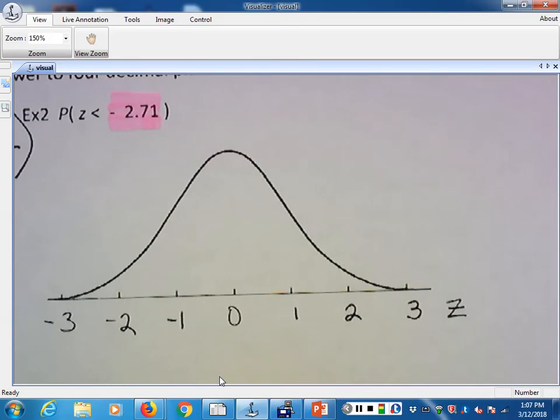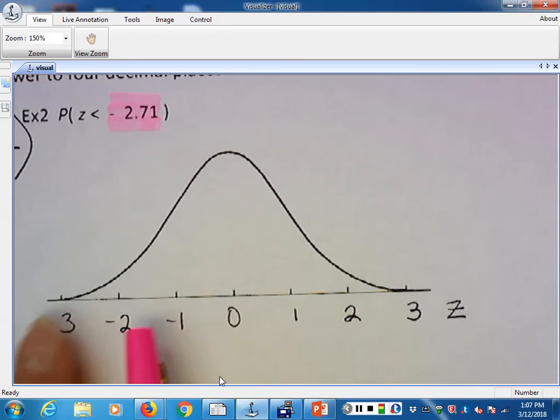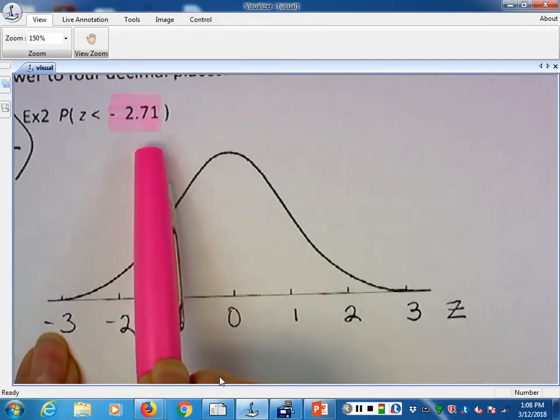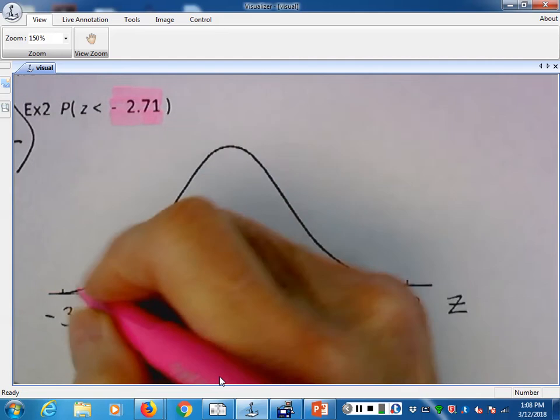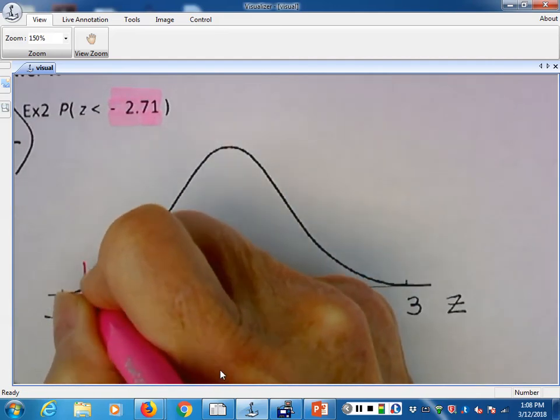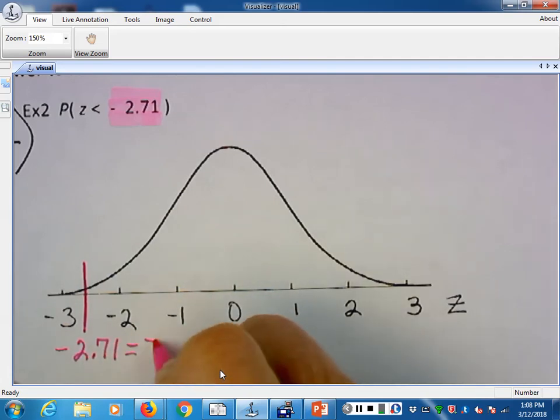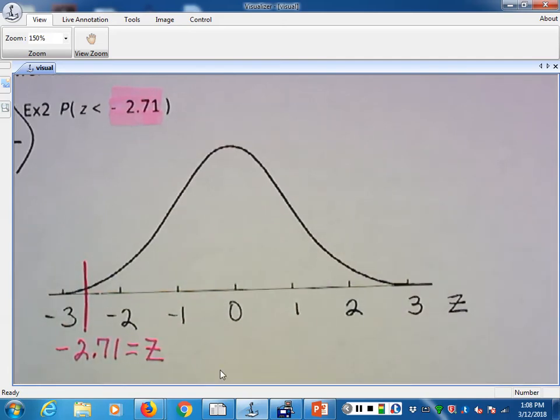Which side of 0 is it on? The left. How do you know it's to the left? Because it's negative. Very good. Okay, is it between here and here or here and here? It's between 2 and 3. Between -2 and -3 because it's less than -2. And because it's more than halfway, we'll make it a little closer to -3. So that's where it's equal to Z.